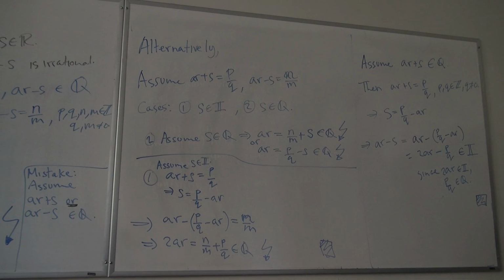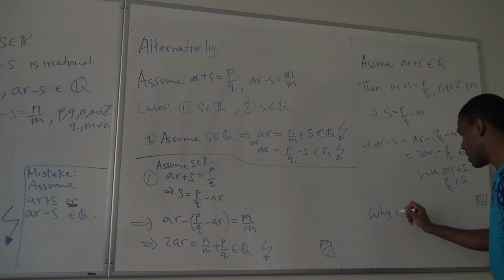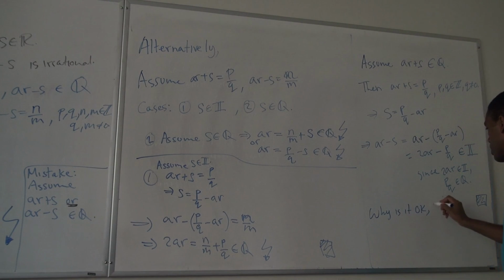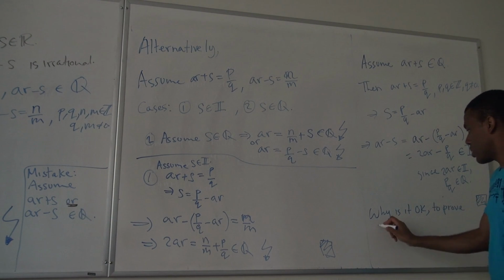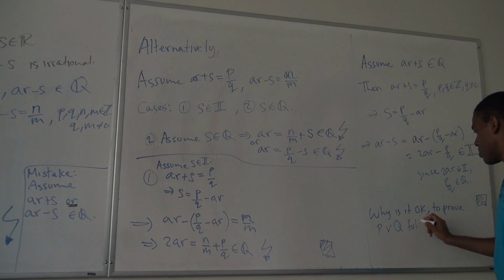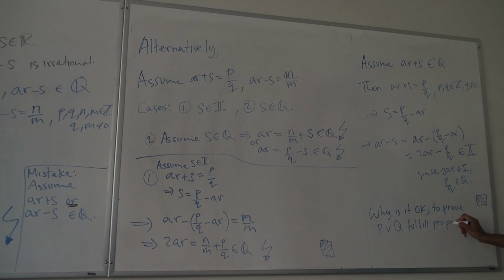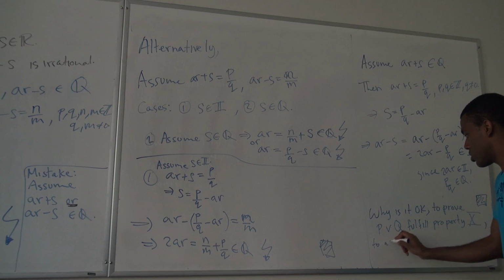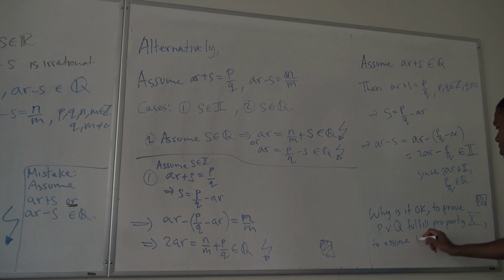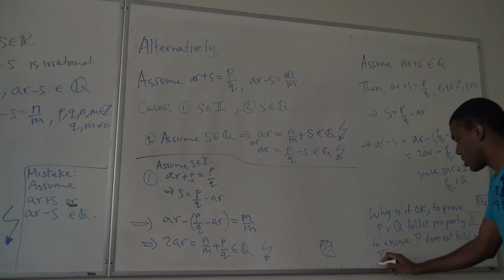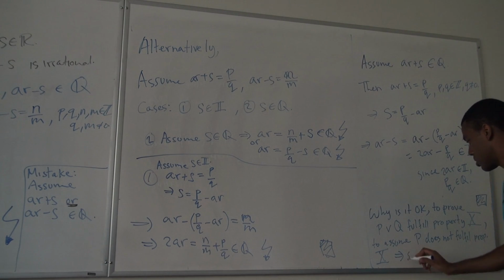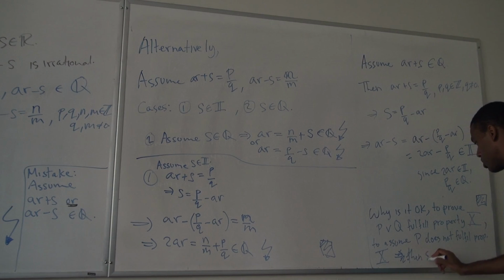Similarly, in general, but why is it okay to prove, let's say, P or Q fulfills property X, to assume P does not fulfill property X, then show Q fulfills it.